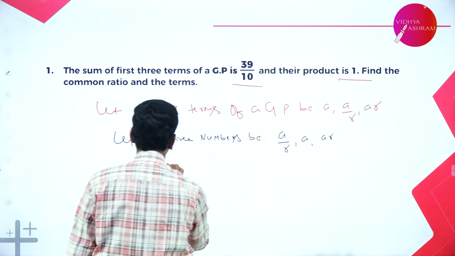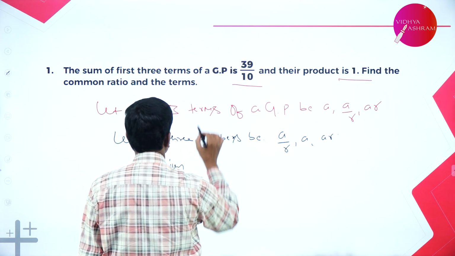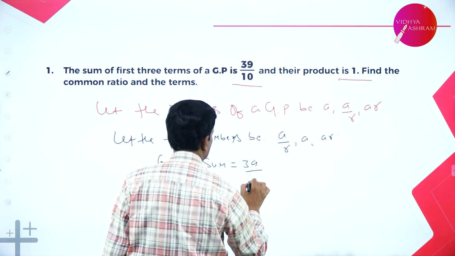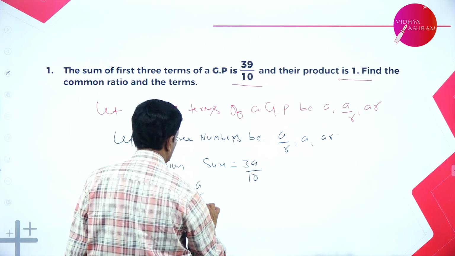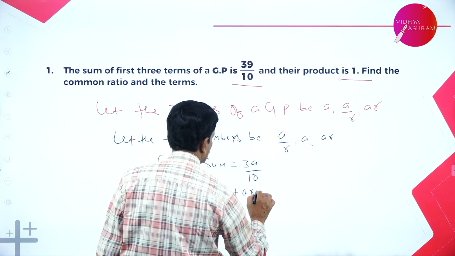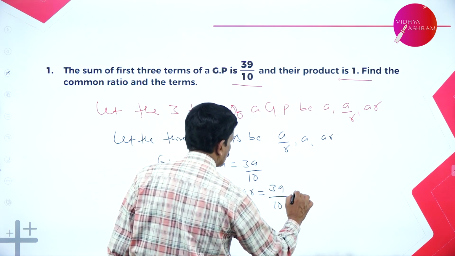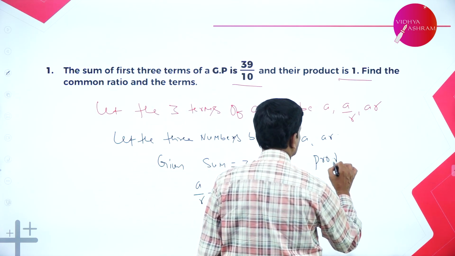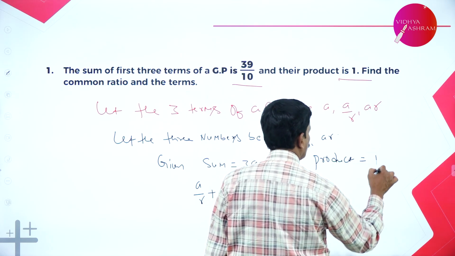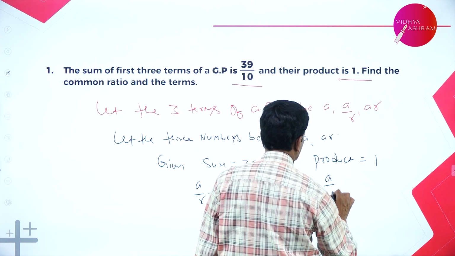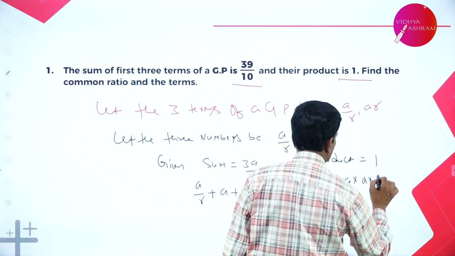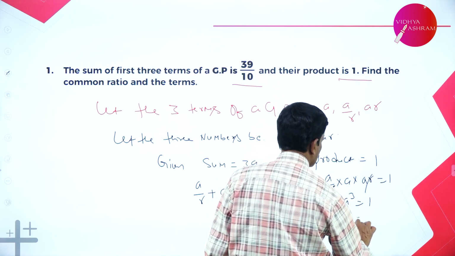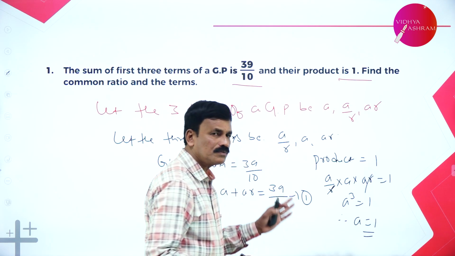Given that the sum of three numbers is equal to 39 by 10. So sum means A by R plus A plus AR is equal to 39 by 10. Let us represent this as equation number 1. Now on the other hand, take the product of the terms. Product is given. What is the product? 1. So that means A by R into AR is equal to 1. This R and R get cancelled. A cube is equal to 1. Therefore, A is equal to 1.